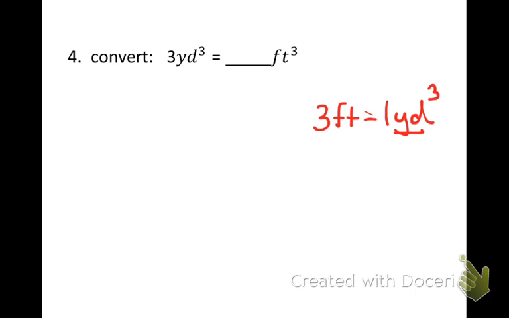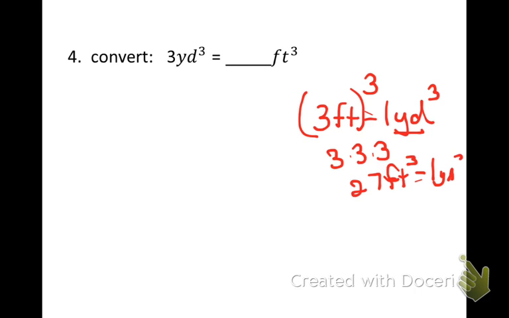So if I cube this side, I must also cube this side. So what is 3 cubed? 3 times 3 times 3 is what that means. 3 times 3 is 9 times 3 is 27. So there are 27 cubic feet in 1 cubic yard.